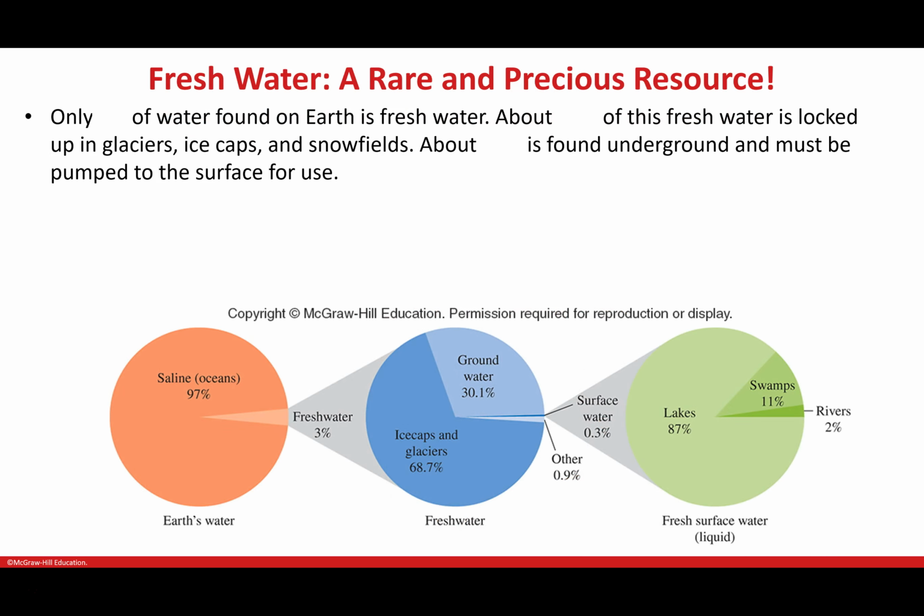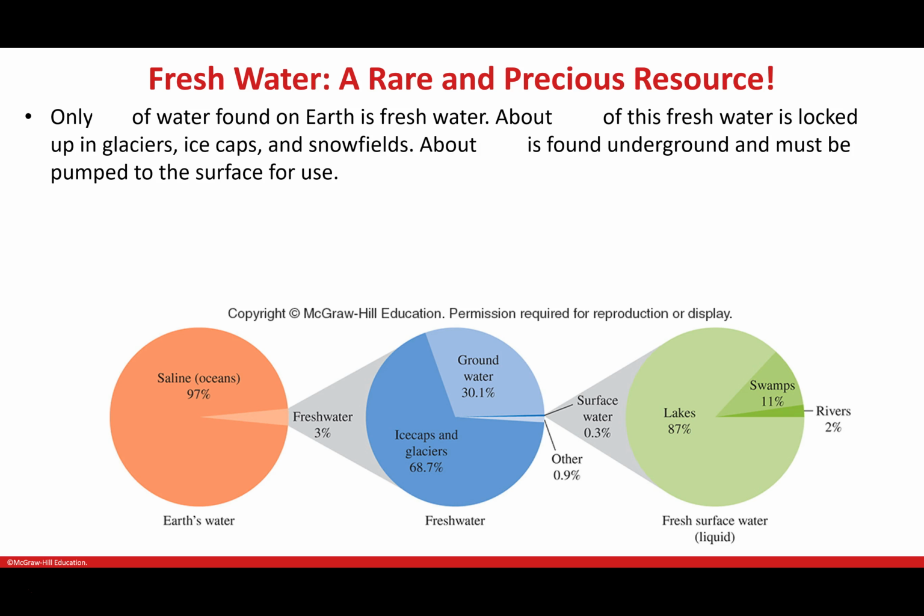All right. So, a figure from your textbook, and you probably already knew this, but on the planet Earth, 97% of the water we have is in the oceans. This just blows my mind. They're like, are you serious?